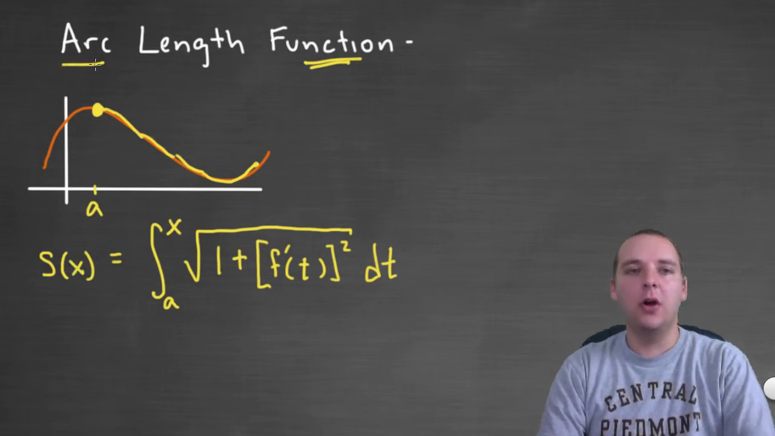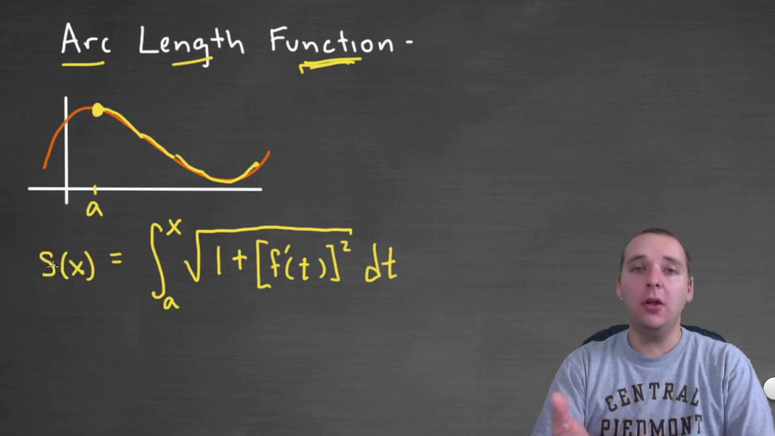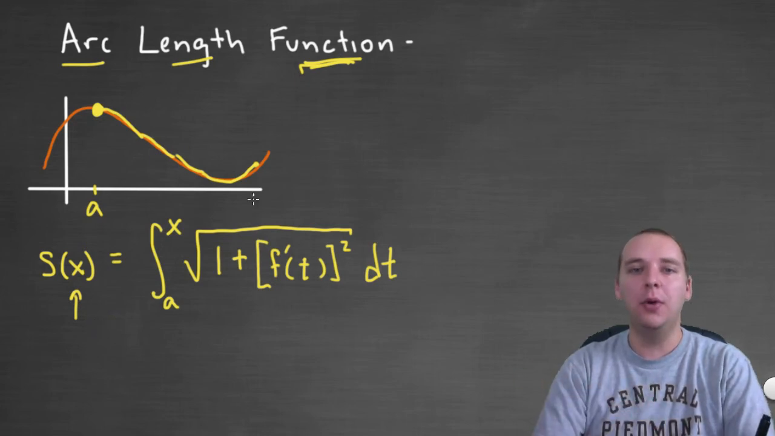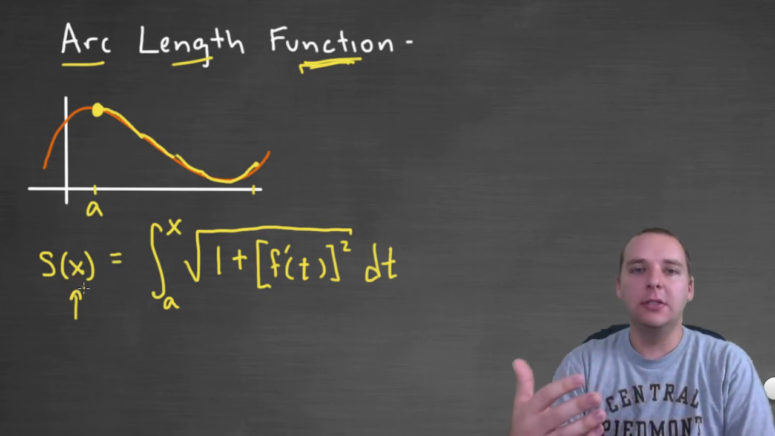So this is what we call an arc length function, where it's going to tell you arc length for sure, but you have to provide what the x is, which is in effect the ending point for your arc length. So the larger x is, the arc length will increase as well.